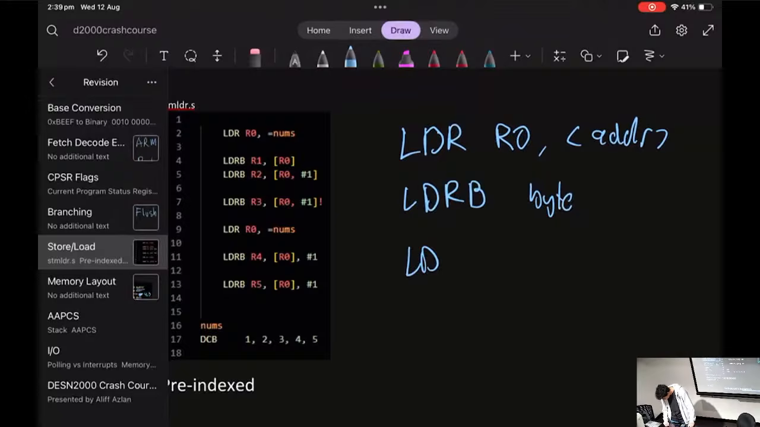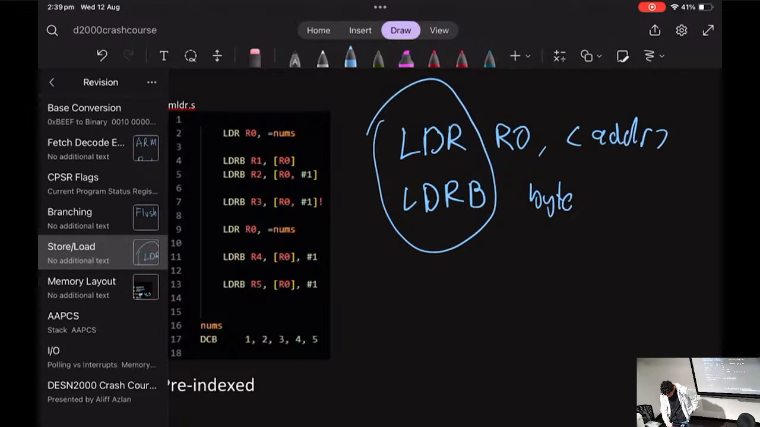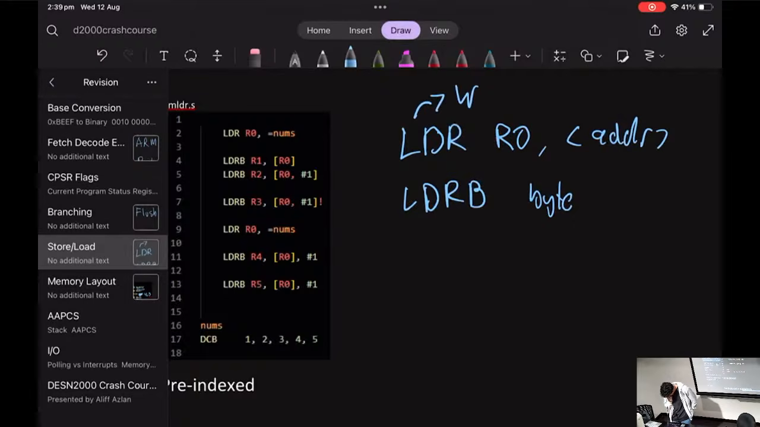You can just use LDRB for now. Sorry, these two are the most important ones. So an LDR loads in a full word by default.